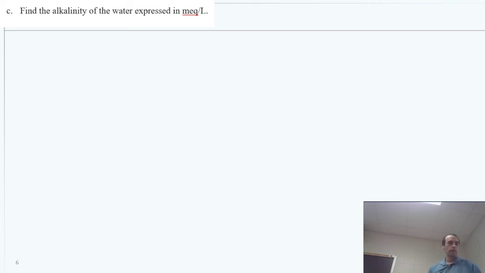Okay, so that leaves us with the last problem. I say find the alkalinity of the water expressed in milliequivalents per liter. And here's where, as I was grading and preparing the solutions, I realized I did not quite prepare you enough. There was one concept that I meant to introduce and didn't have slides for it. And so I would say I gave you a partial introduction, so I didn't feel like it was fair to count against you, but I thought maybe you were going to be able to get some bonus here.